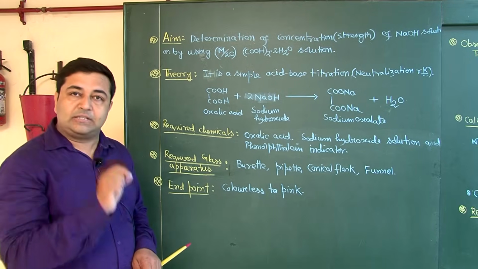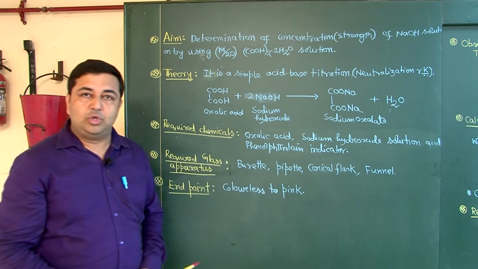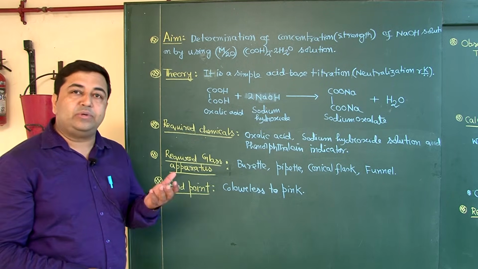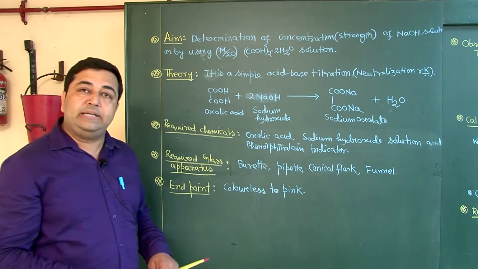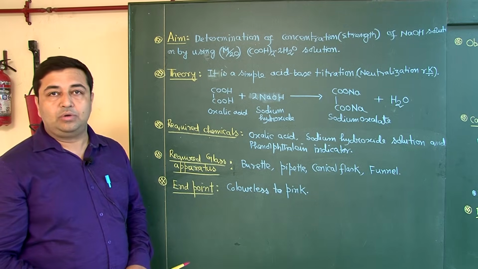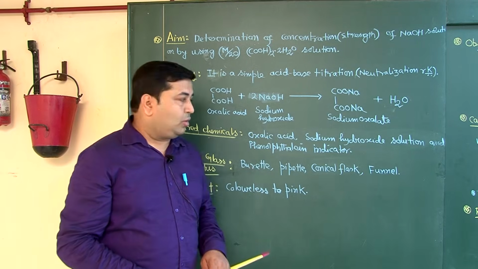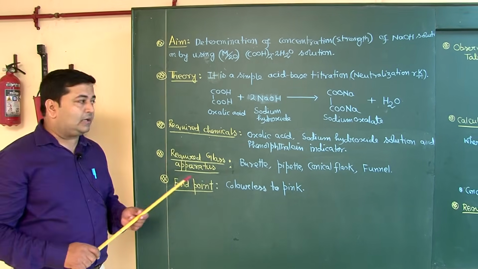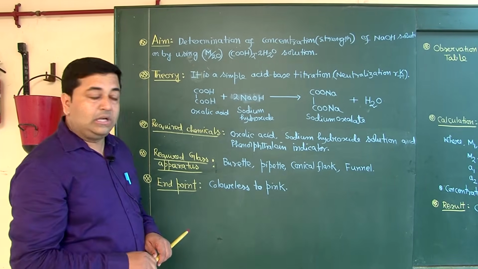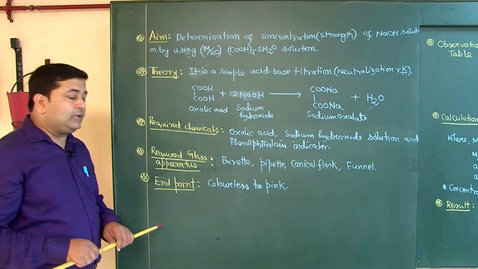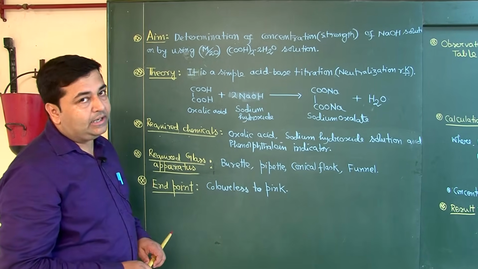The acid and base, means sodium hydroxide and oxalic acid, will be equivalent at their end point. So, to detect the end point, what do we need? One indicator. To perform this titration, we are using this indicator, phenolphthalein, which will change its color from colorless to pink. For this practical, what are the required chemicals? The required chemicals are oxalic acid, sodium hydroxide solution and phenolphthalein indicator. And what are the required glass apparatus? The required glass apparatus are burette, pipette, conical flask and funnel.